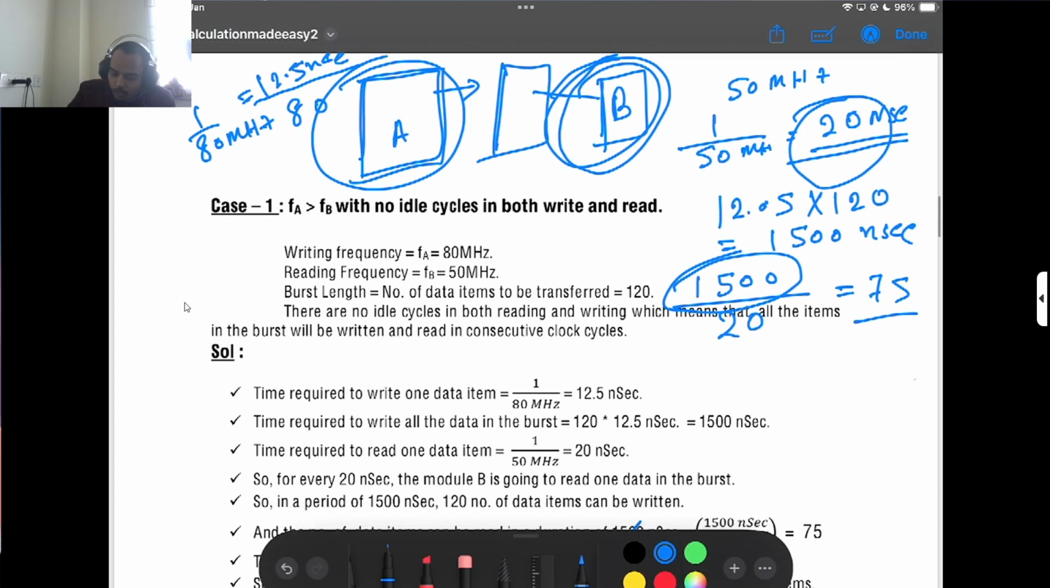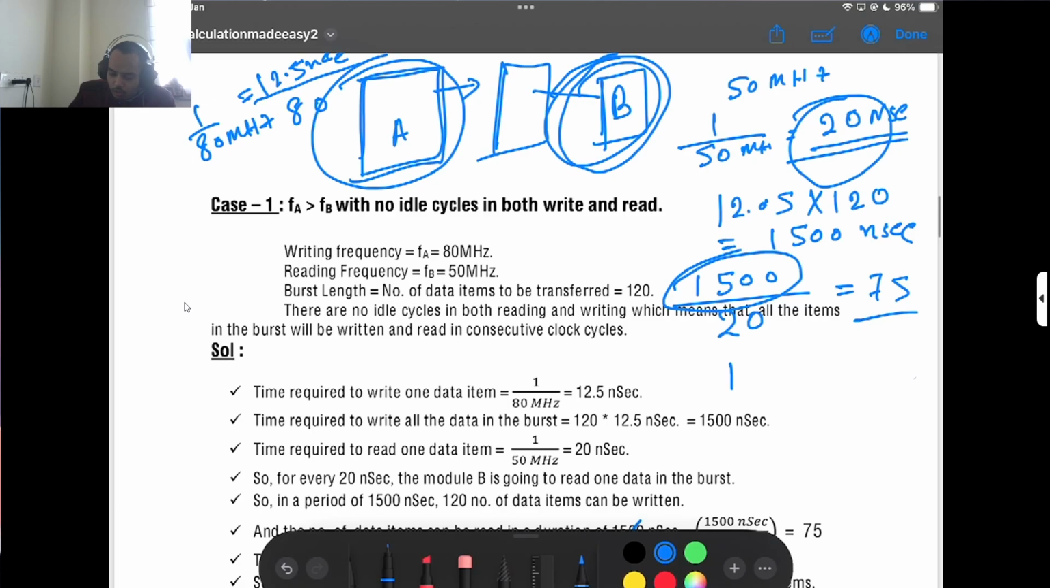So how many data will be lost? That's the FIFO depth. 120 is my number of bytes of data to be transferred, so burst length equals the number of data that will be transferred. So 120 minus 75, that is 45. So my FIFO depth is 45. This is the answer.